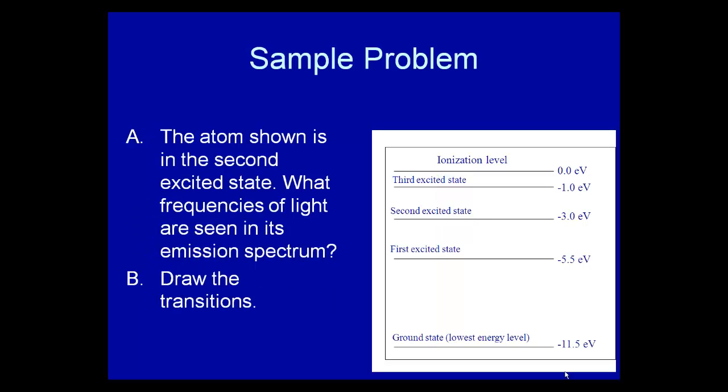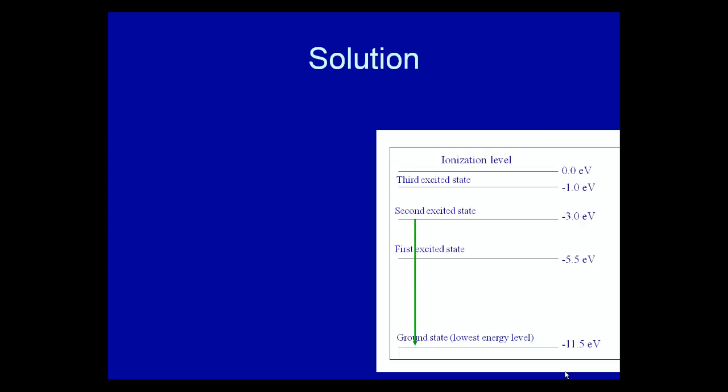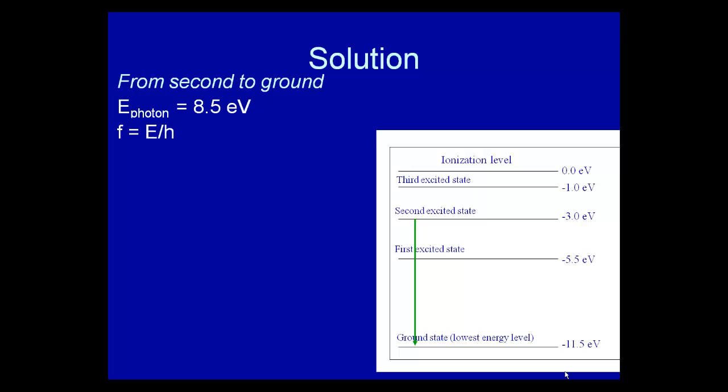The atom shown is in its second excited state. What frequencies of light are seen in its emission spectrum? So it's at the -3 electron volts, second excited state. Draw the transitions. Well, let's look at each one. So obviously I can go from second all the way down to the ground level. From second to ground, it's an 8.5 electron volt photon being given off. f is equal to E over h. There's E, there's h. 2.05 times 10 to the 15th hertz.